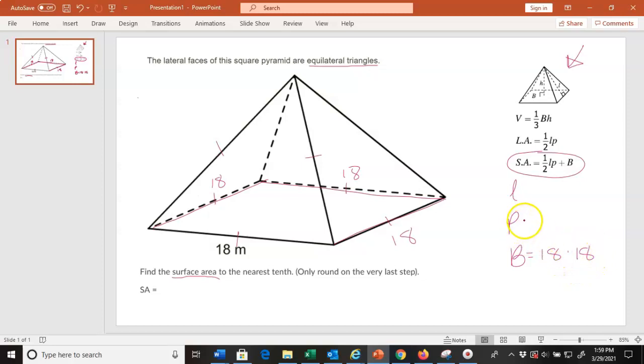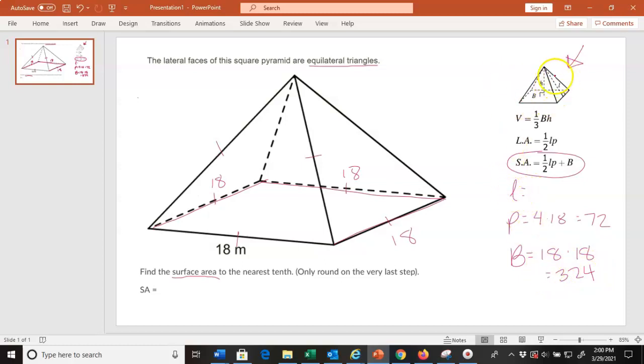We need little p. Little p is the perimeter of the base. So the perimeter, remember, you add up all the edges. So that's going to be 18 four times, right? And these numbers are huge. I do not know those answers. I'm going to grab my calculator. 4 times 18 is 72, and 18 times 18 is 324. So we have little p, big B. Now all we need is little l.